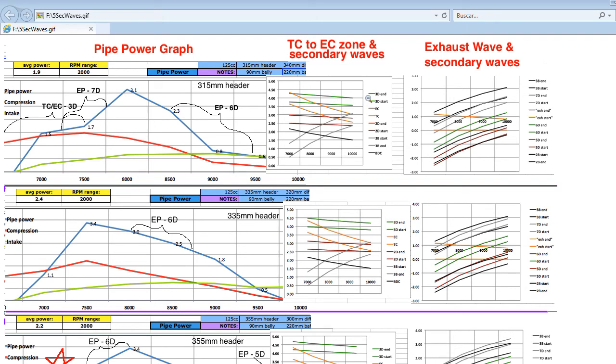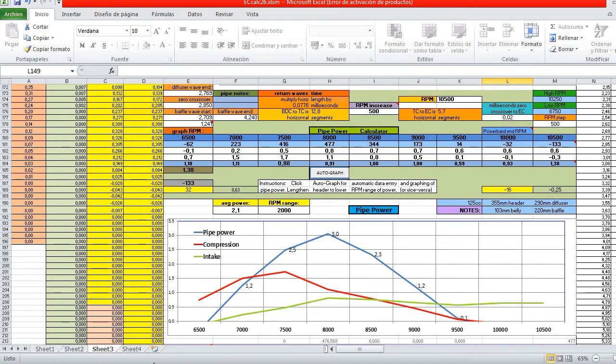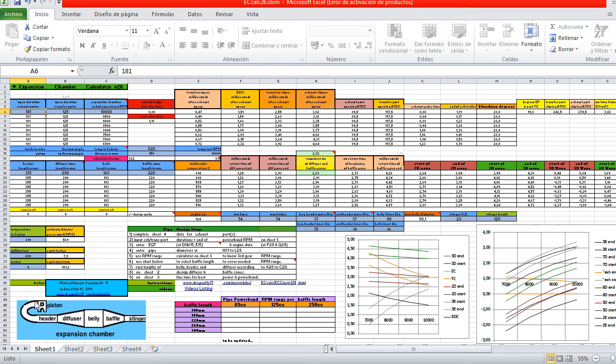What does 3D mean? It means the third generation of the diffuser wave, which means the exhaust wave came, it hit the diffuser, it returned a suction wave. That's the first generation of the diffuser wave. And it can hit the piston, or it can go into the cylinder, hit the far wall, and come back out and create another diffuser wave. That's 2D, the second generation. The same thing happens, that's 3D. So this program calculates all the way out to 7D, because that's the maximum at which it really affects the power band.